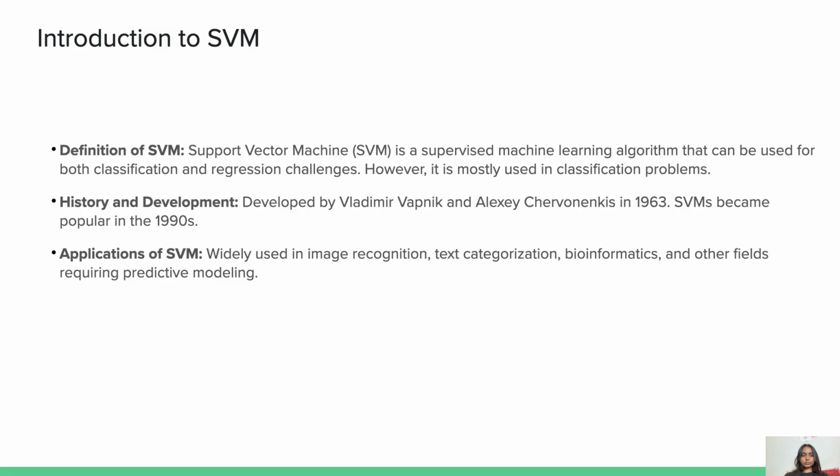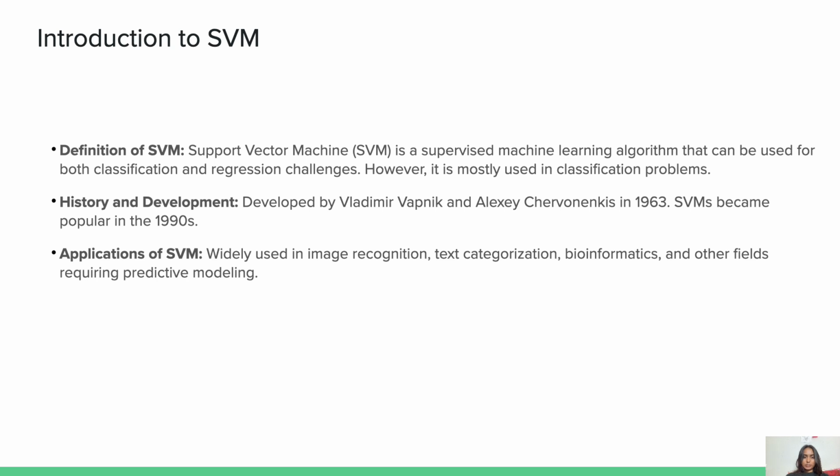So today's topic is SVM and its kernel types. Introduction to SVM. Definition of SVM. Support vector machine is a supervised machine learning algorithm that can be useful for both classification and regression challenges. However, it is mostly used in classification problems.